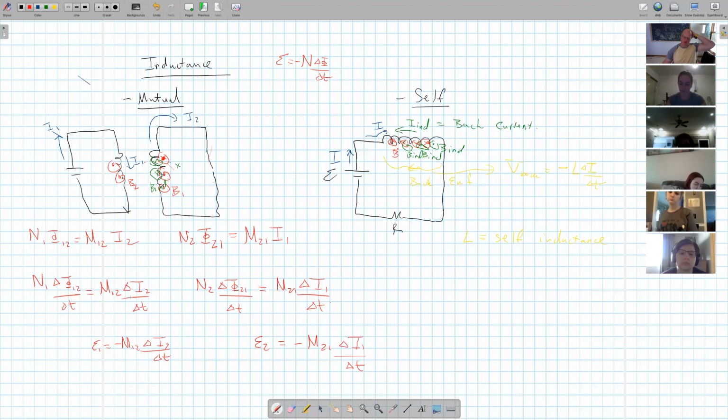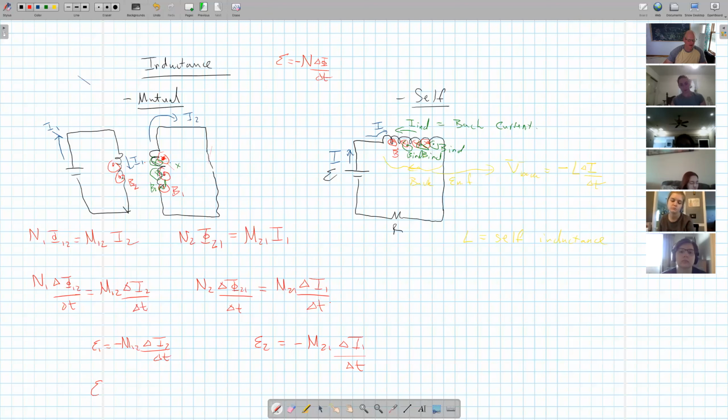Now it turns out that mutual inductance only depends on geometry. So basically it says what? The mutual inductance here only depends on the geometry between these two inductors, which means that this M12 is exactly the same as this M21, because it only depends on the geometry. The geometry is exactly the same.